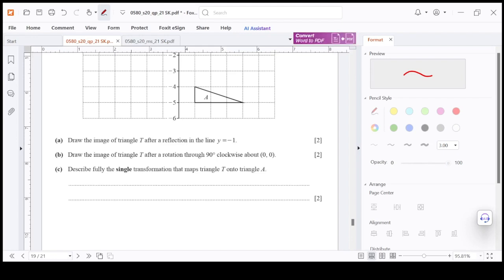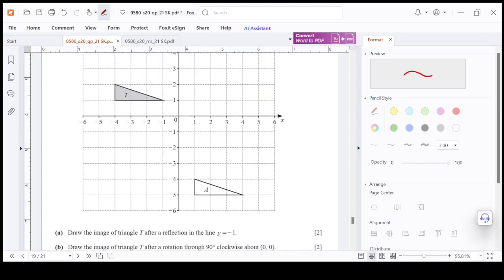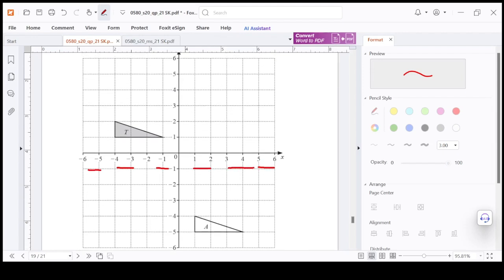Okay, draw the image of triangle T after a reflection on line y equals -1. Okay, this line is y equals -1. I'm going to reflect this triangle on this line. So this is 3 units down. It goes 3 units up here.